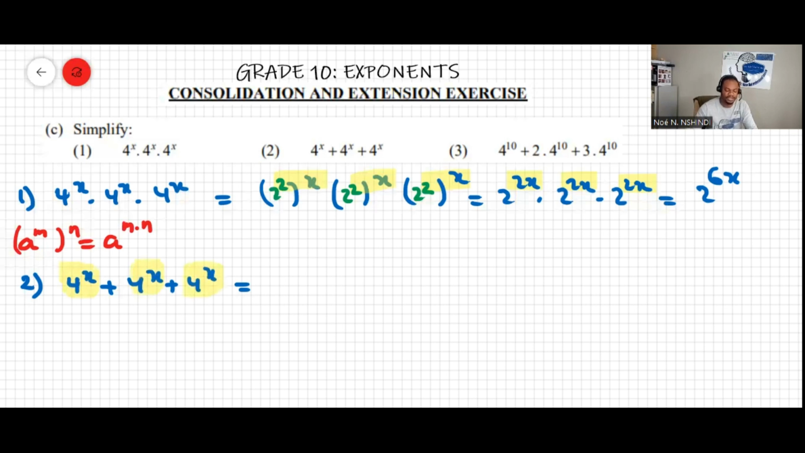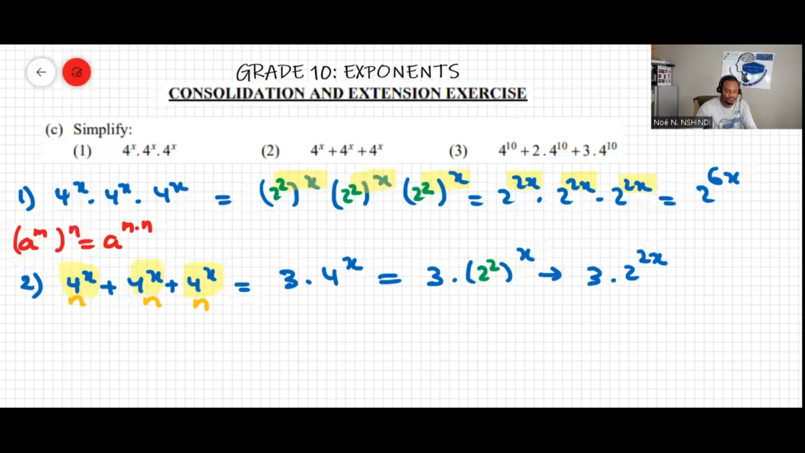So it's like having a variable n plus n plus n, triple n, so that will make 3n. Instead of writing n, I can just say 4 to the x. This is the simplest form. Or we can also write 3 times 4, and 4 can be written as 2 squared. And then you can continue by saying 3 times 2 to the 2x. This is also correct.